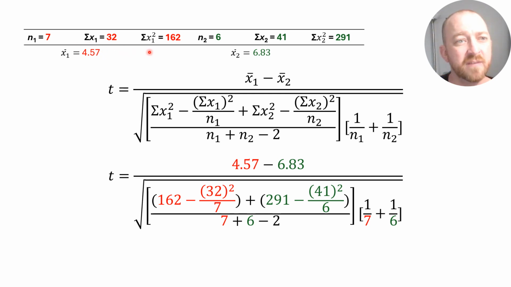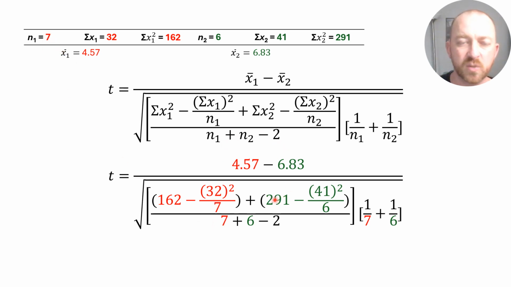So we have the mean of group 1, which is 4.57. That goes right there in the numerator. The mean of group 2 was 6.83, goes right there. You can see we subtract, right? Okay, the total sum of squares for group 1 is 162. That can go right there. The sum of the variable was 32, which goes right there, right? And then we had 7 observations, which goes right there and right there.